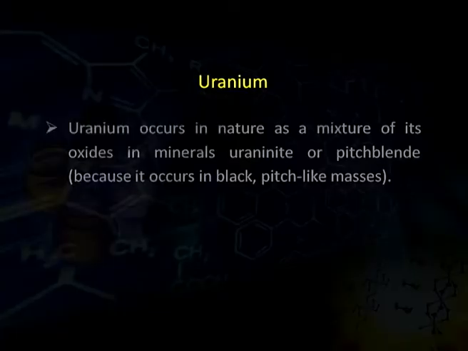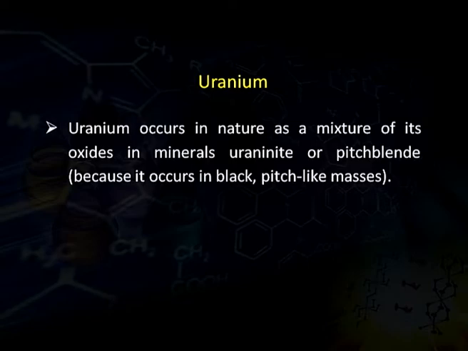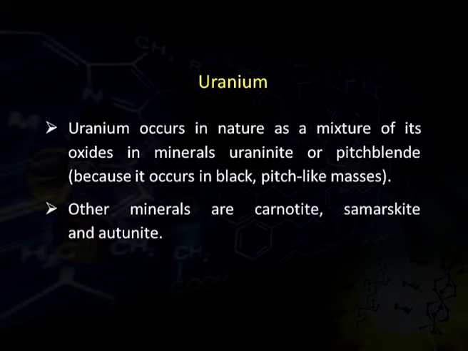Let us come back. Uranium occurs in nature as a mixture of its oxides in the mineral uraninite or pitchblende. It is known as pitchblende because it occurs in a black pitch-like mass. The other minerals are carnotite, samarskite and autunite.